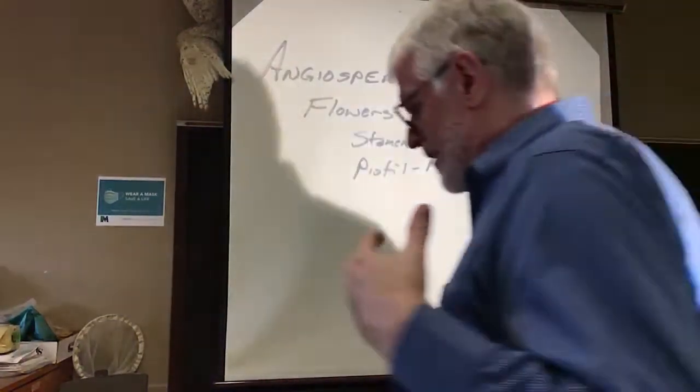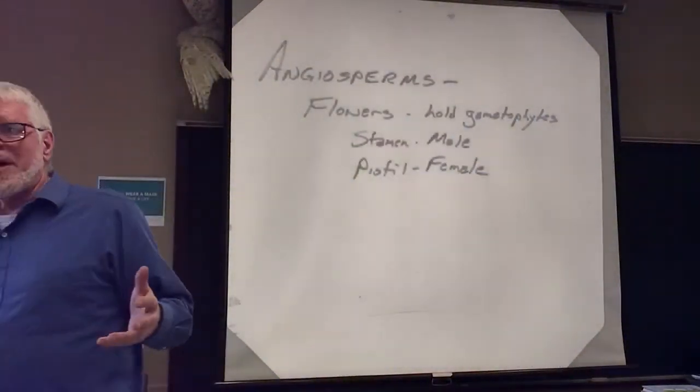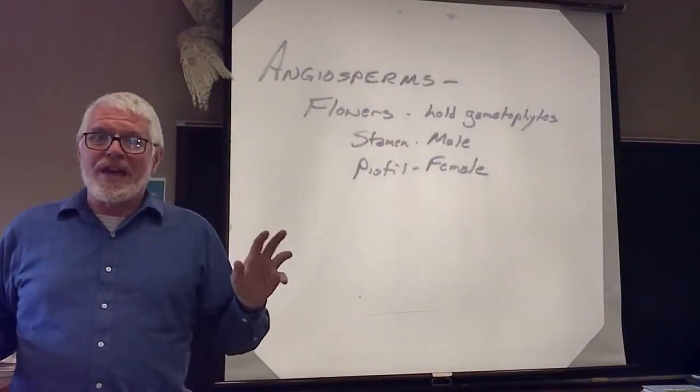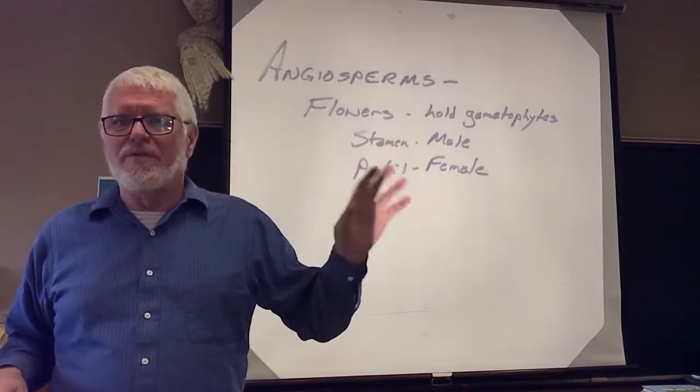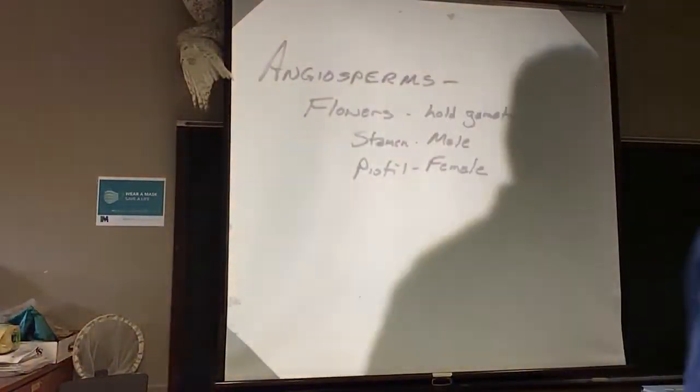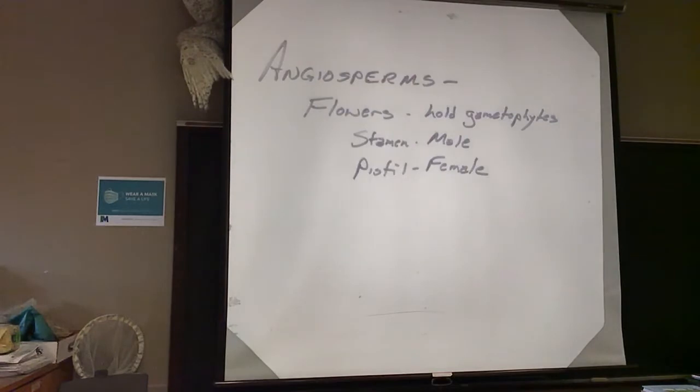The stamen is the male part, the pistil is the female part. I mentioned before the anther produces the pollen, that's part of the stamen. Not going to throw too many particular terms at you. Again, you've got pollen and pollen tubes.